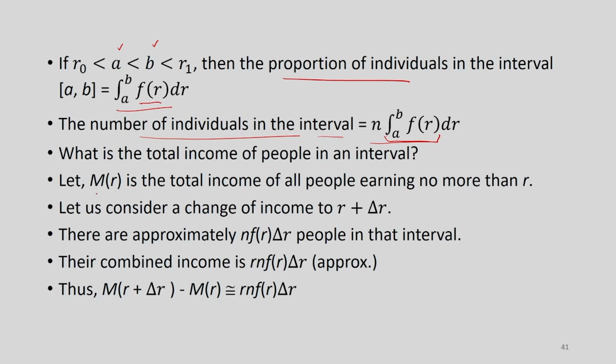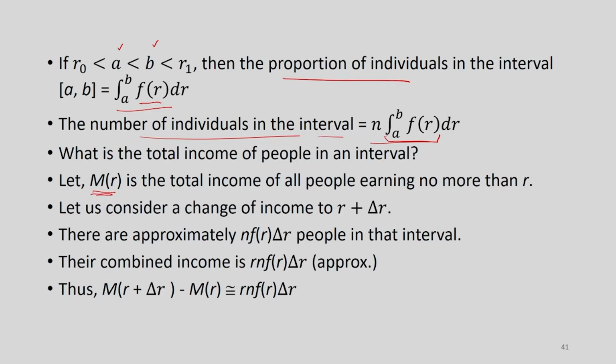Okay, let us assume a function which is MR. MR is the total income of all people earning no more than R, right? R is a particular level of income. So there will be many people who will be earning less than R, right? I want to measure their total income, which is being denoted by capital MR.